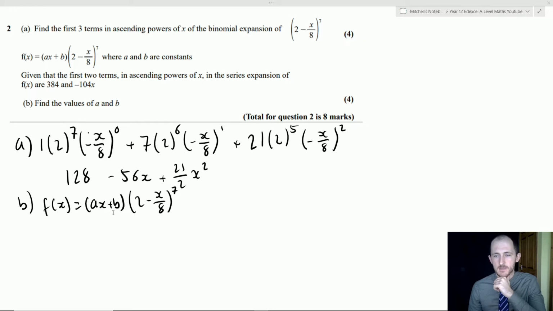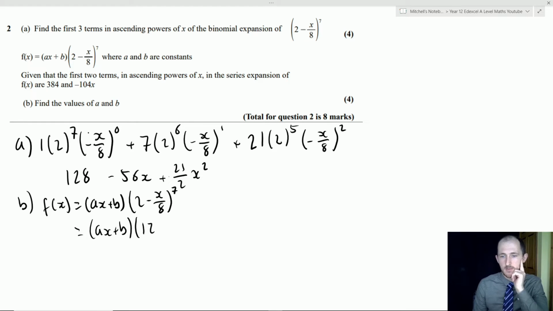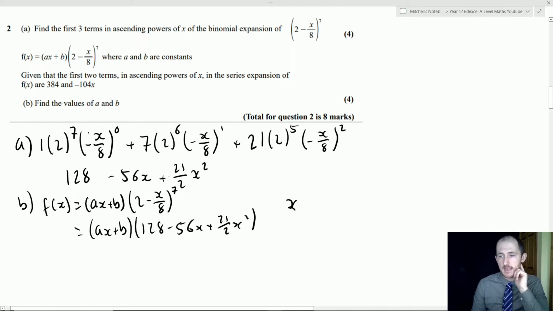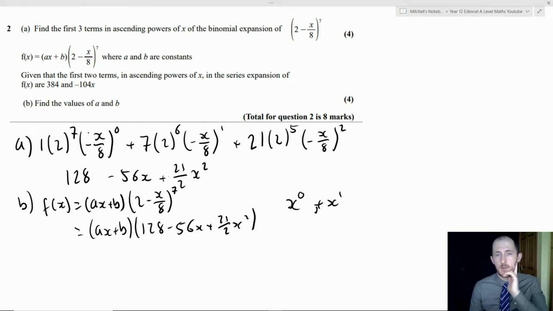So what you need to do here is expand this bracket. If you have a look, we've already got this kind of expansion, right? Now what we can do here is replace the second bracket with what we've just worked out. Okay, so all I've done is just replaced it, so make sure you're okay with that. It then tells me the first two terms. So we're going to have x to the 0, or a constant, plus x to the 1. That's the only terms I care about.